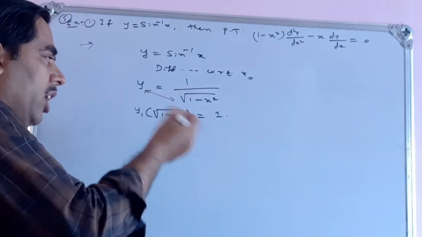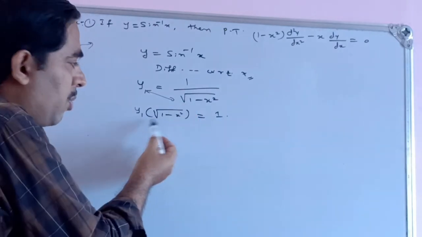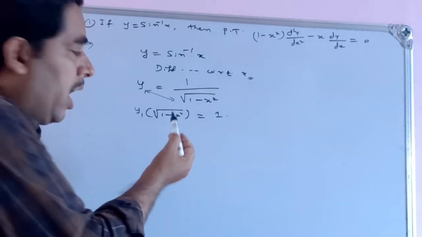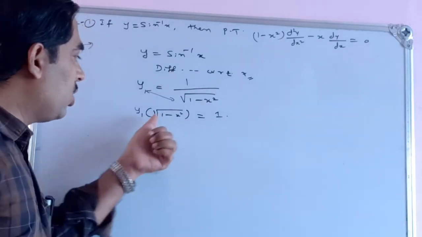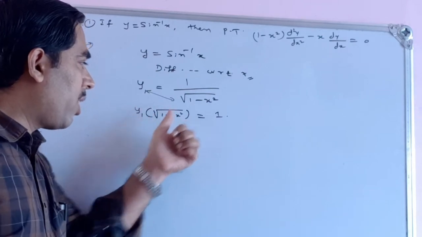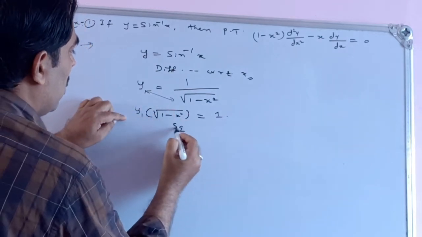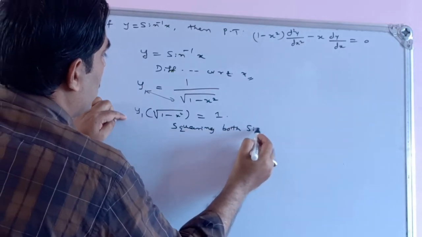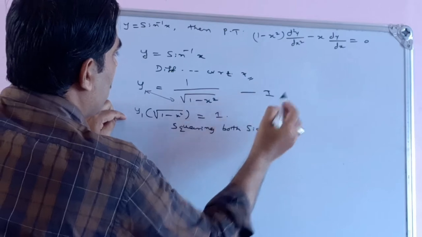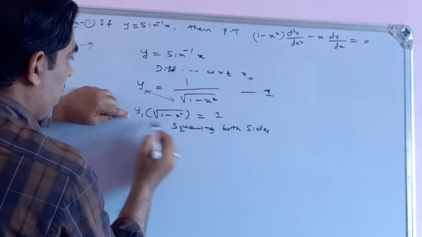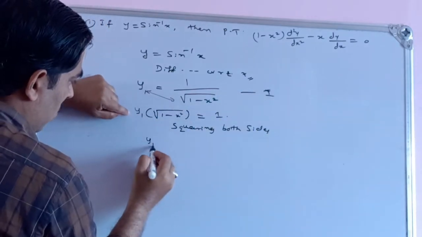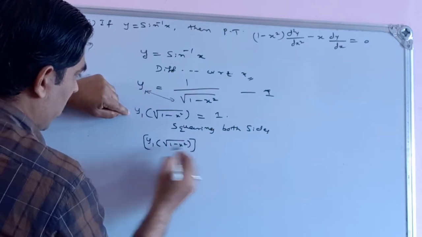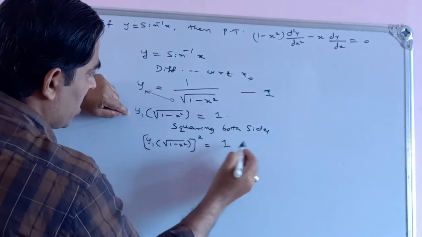For the left hand side, if we differentiate it, we can use the product rule, and on the right hand side the derivative of 1 is 0. We can differentiate at this stage itself. Otherwise, we can remove this square root by squaring both sides. This is my first order derivative. Squaring both sides, the left hand side quantity is squared, and on the right hand side 1 square is equal to 1 only.